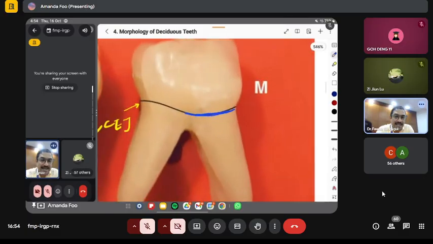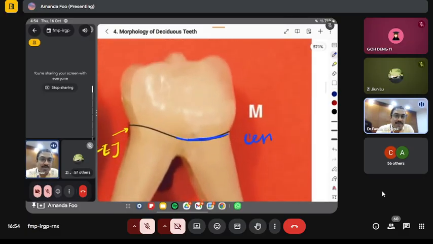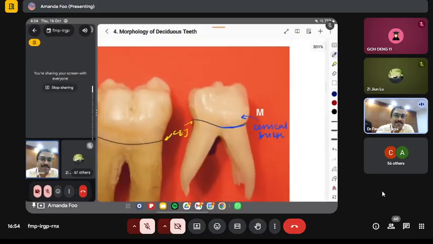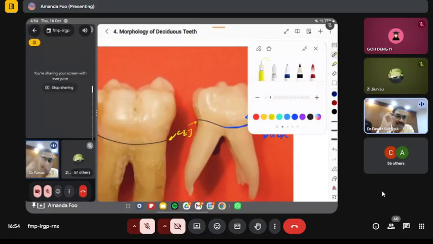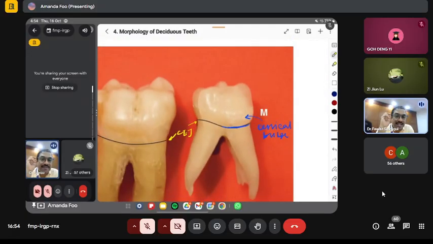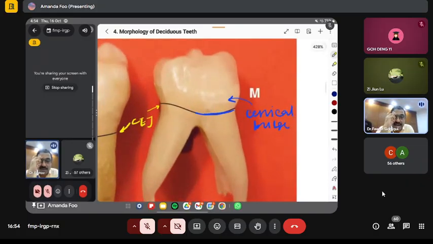Yes, that part. Okay, you see the bulge. So above that line is something called the cervical bulge. Because of that bulging, the line has dipped. So we use this bulge when we are doing stainless steel crown to have some additional retention. So when you are identifying a tooth as permanent or primary, we look at the cervical bulge to decide if it is a permanent or a primary.